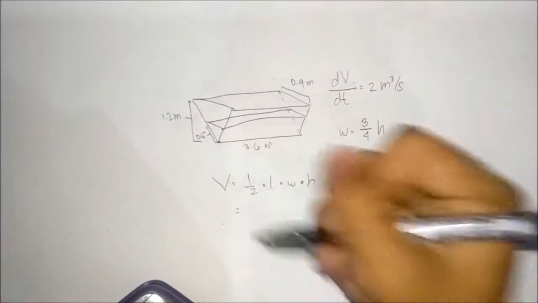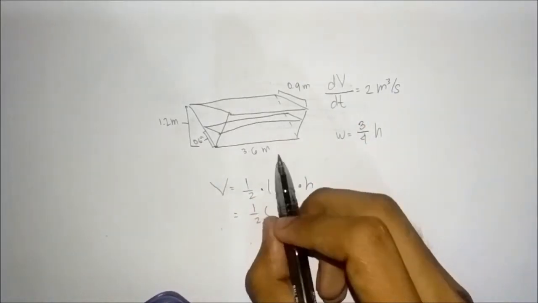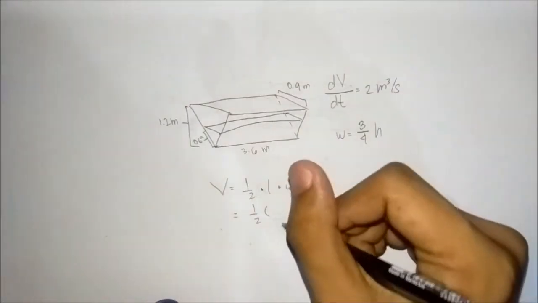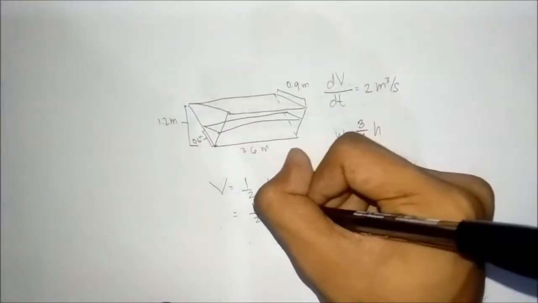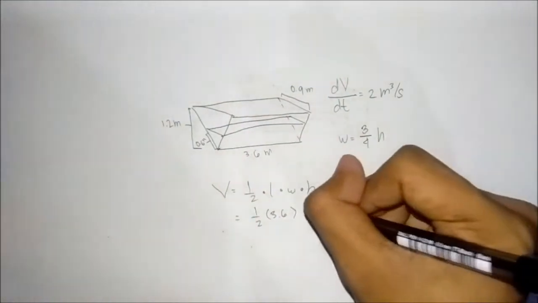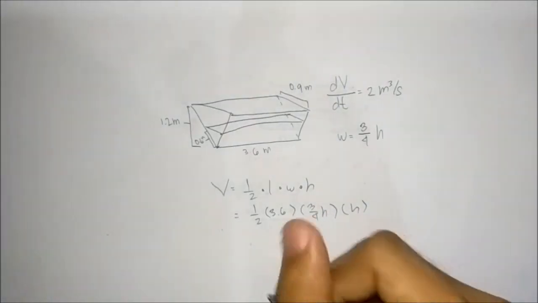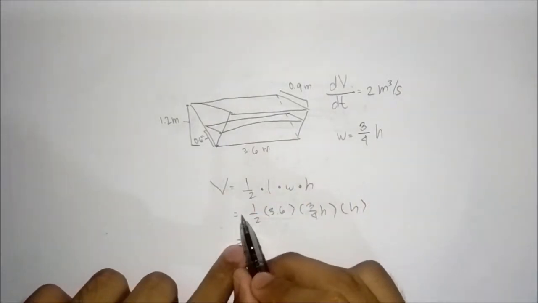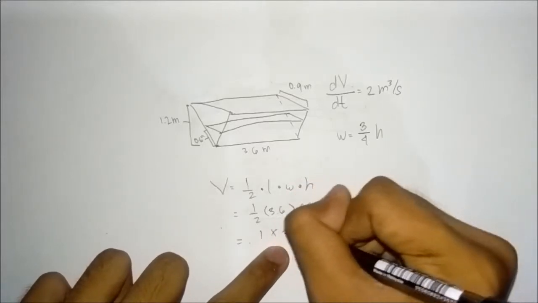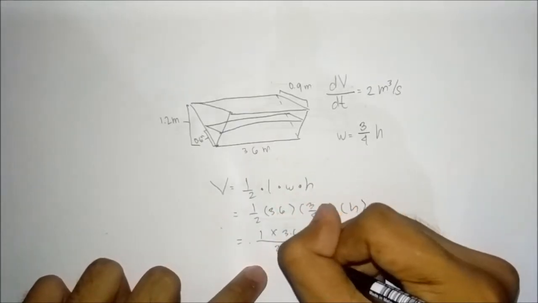So then we plug everything in. 1/2, because the length has no change. It's only 3.6. There's no change in the length, so we leave that as is, which is 3.6. And the width here, 3/4 h, multiplied by h. And then we simplify everything, which becomes 3.6 times 3h squared over 2 times 4.